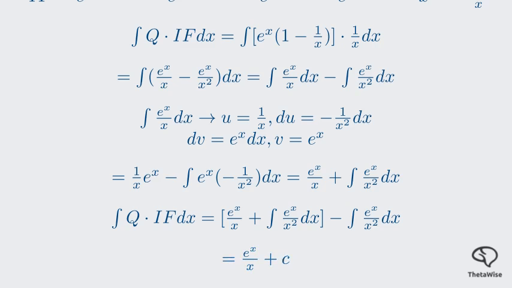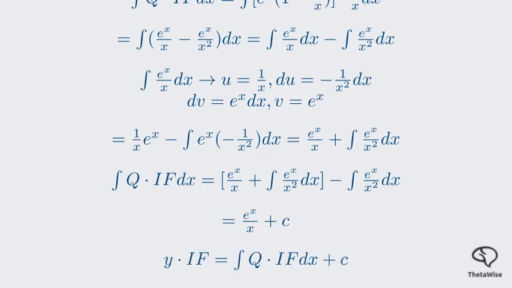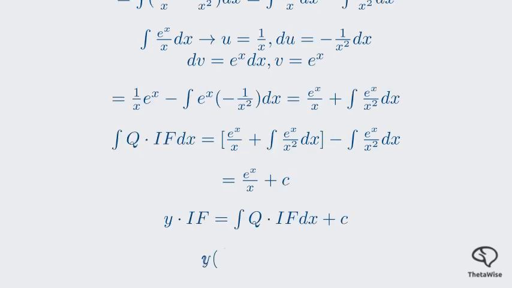Step 4, general solution. Putting it all together, y times our integrating factor of 1/x equals the result we just found, e to the x over x plus C. This is our general solution. This example was a great exercise in recognizing and exploiting cancellations after integration by parts. Our next example, example 4.6, will involve a trigonometric integral that can be solved using a simple substitution.